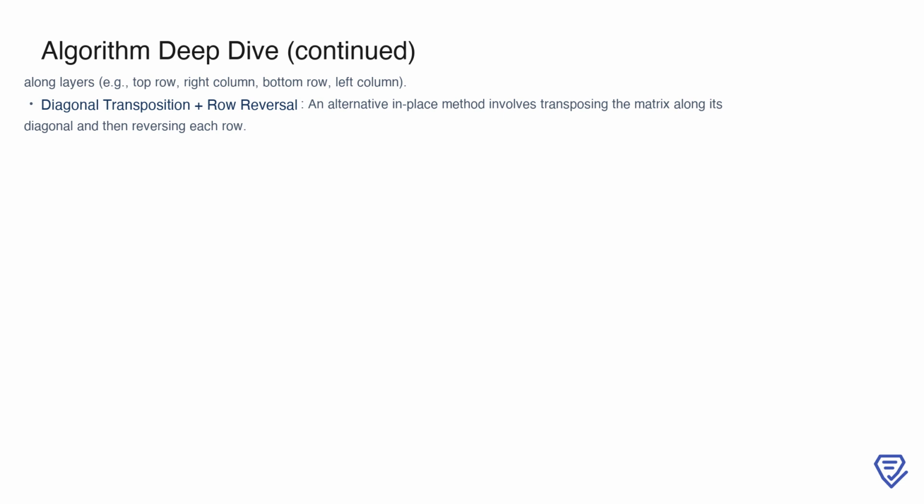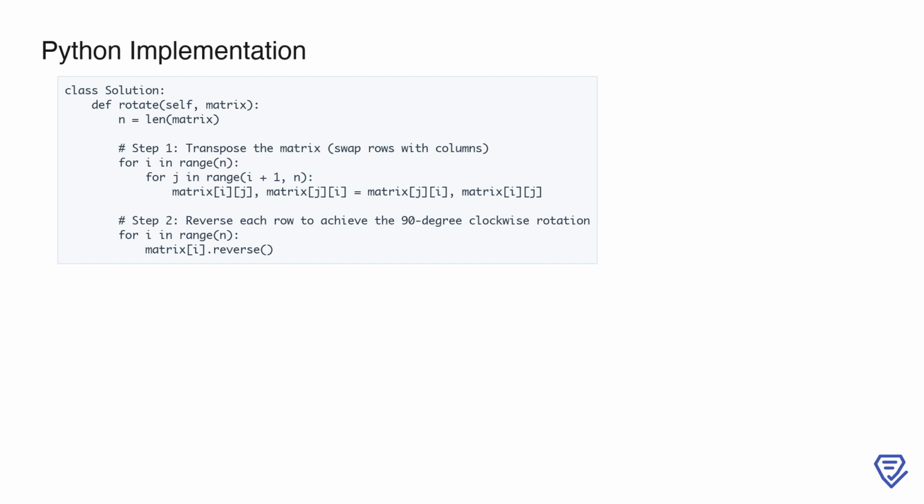Another in-place approach involves diagonal transposition followed by row reversal. First, transpose the matrix by flipping elements across its diagonal. Then, reverse the elements in each row to complete the 90-degree rotation. Both methods eliminate the need for a temporary matrix, reducing the space complexity to O(1). This implementation rotates a given n x n 2D matrix 90 degrees clockwise in place, as required by the problem constraints.